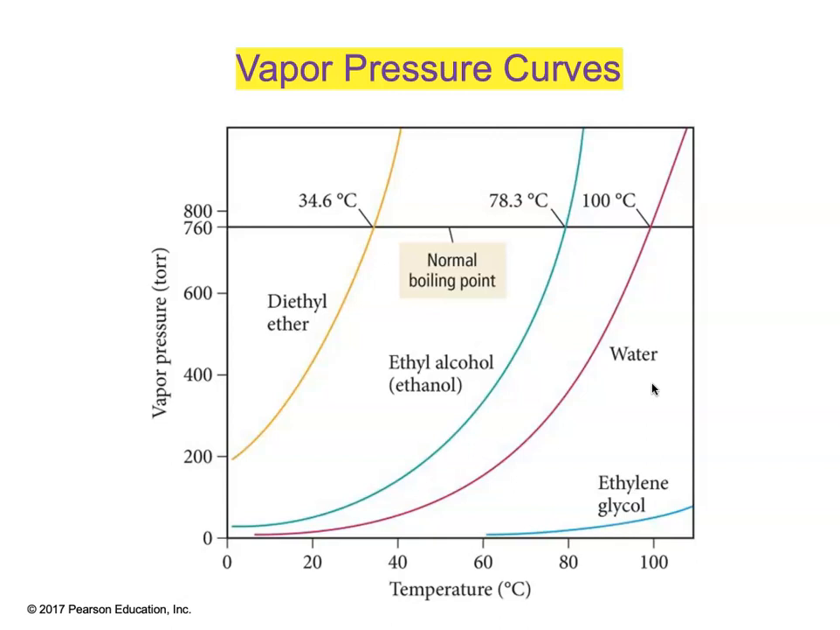So here's a graph that shows you diethyl ether, ethyl alcohol, water, and ethylene glycol. Now, diethyl ether used to be used as an anesthetic many, many years ago, and it vaporizes very, very quickly. Ethyl alcohol vaporizes much slower than diethyl ether, but much faster than water. So the problem is you don't have a pure ethyl alcohol around.